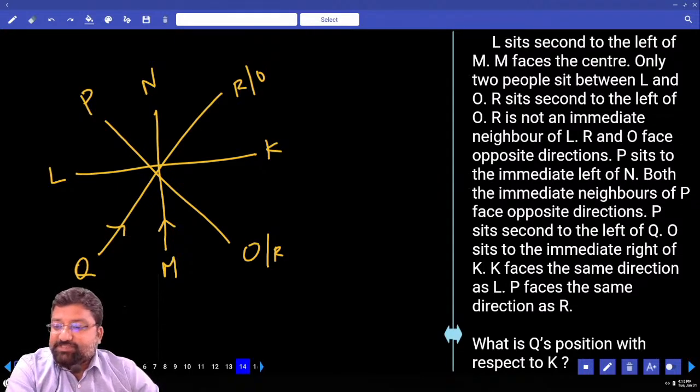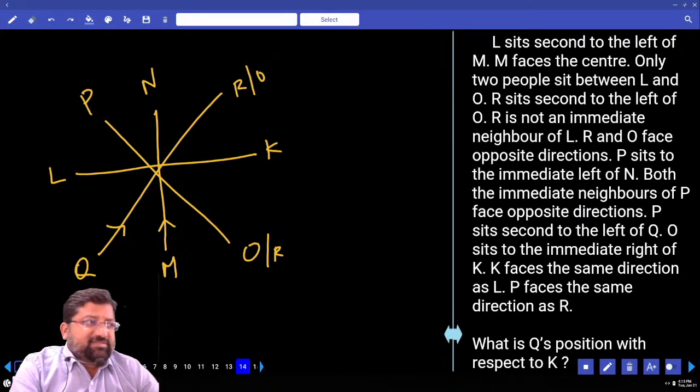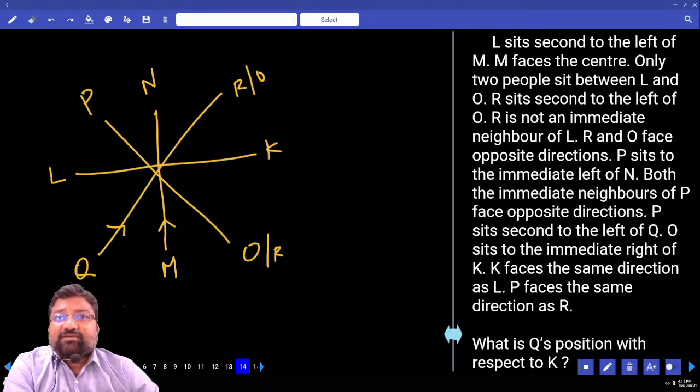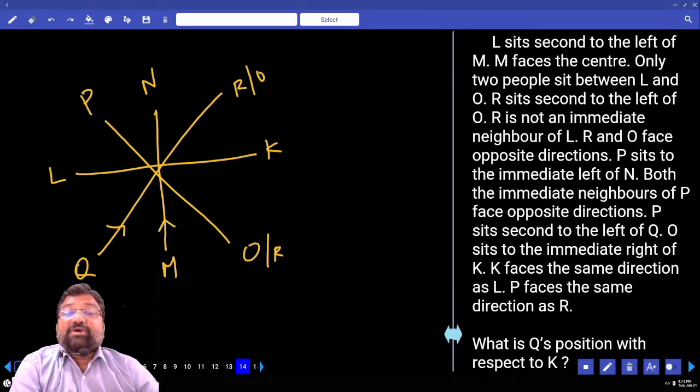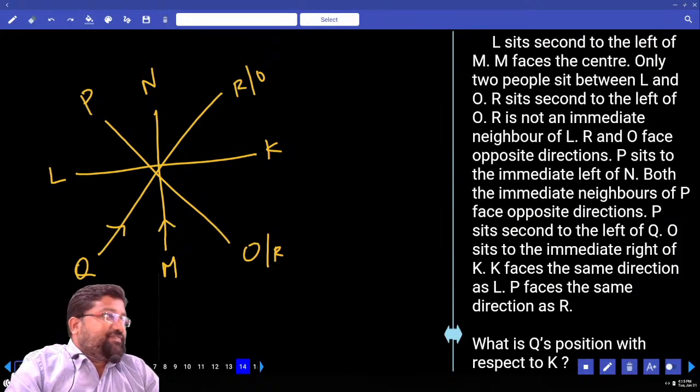O sits to the immediate right of K. O sits to the immediate right of K. We can take it as obvious. Can we take K inside or not? P sits to the immediate left of N.